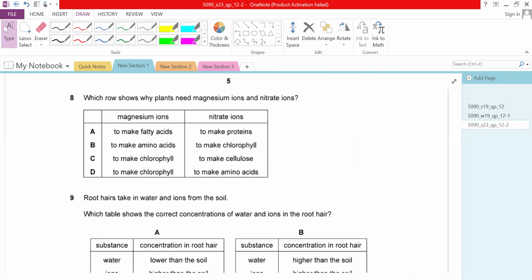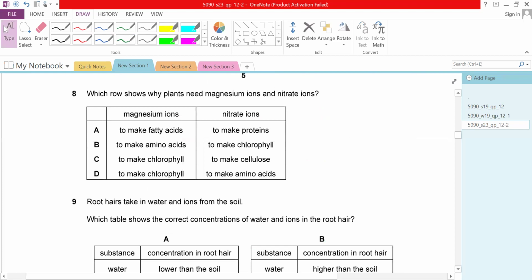Question number 8. Which reasons show why the plant needs magnesium ions and nitrate ions? The need of magnesium and nitrate ions in plants. Okay, so plants need magnesium ions to make chlorophyll. However, nitrates are needed by plants to make amino acids. So option D is correct for question number 8.